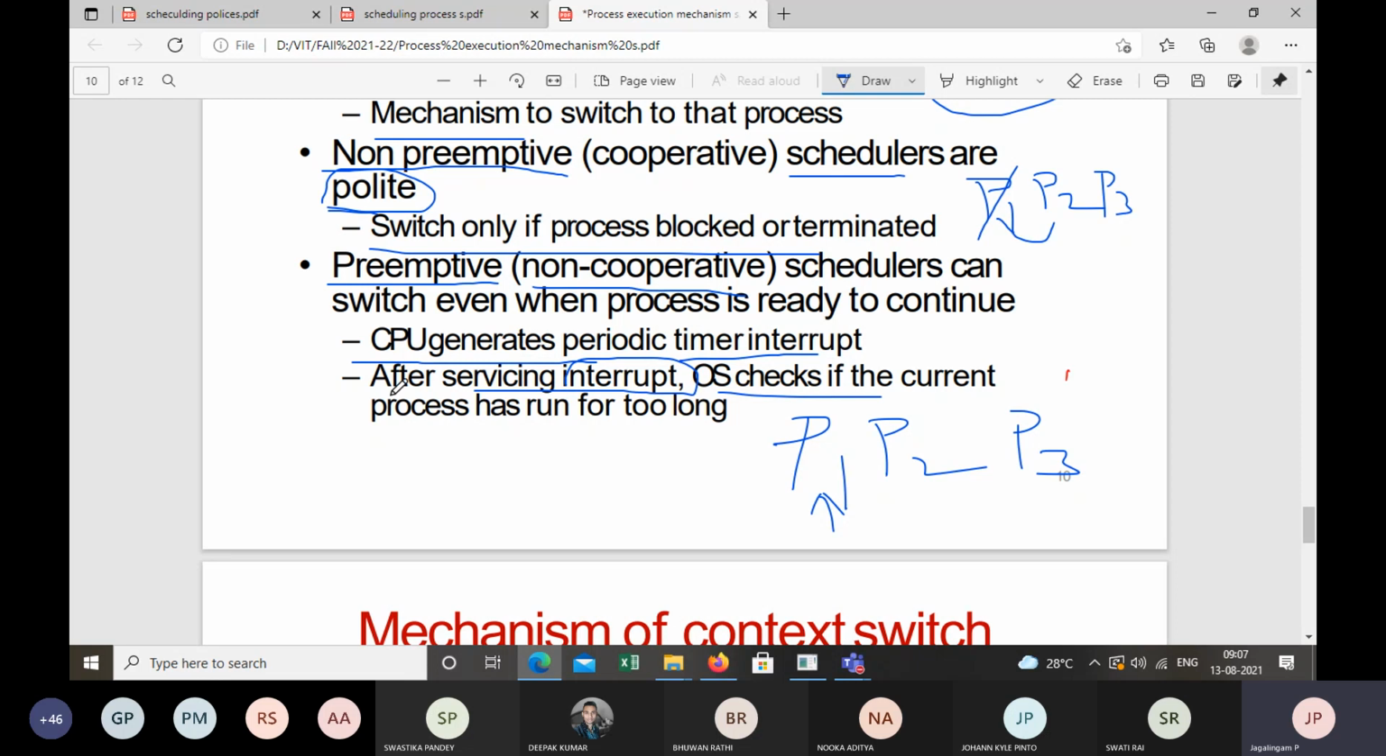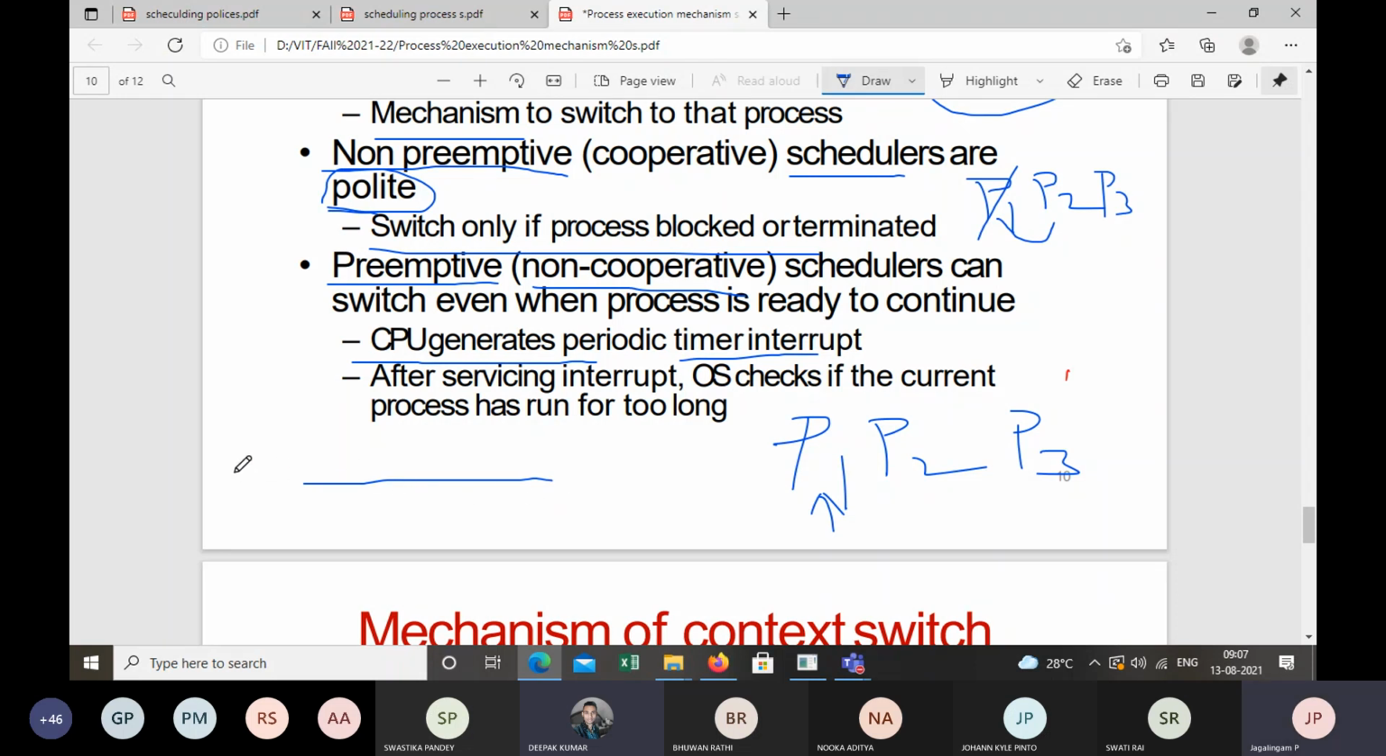Now, how does this execute? Can you read the last point in the slide? After the service interrupt, the OS checks if the current process has run for too long. What do you mean by this? Let us try to understand.